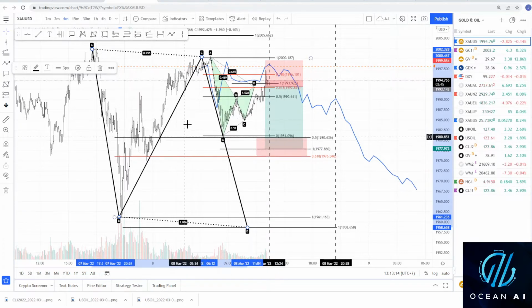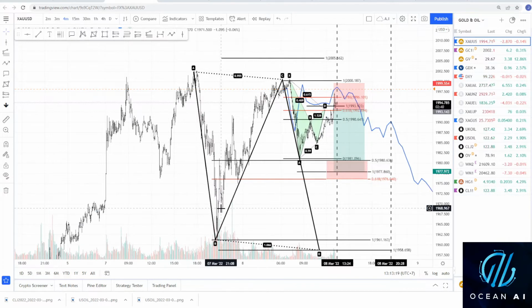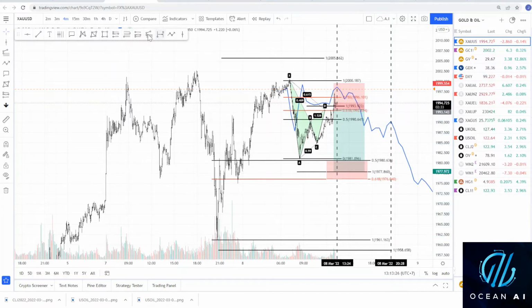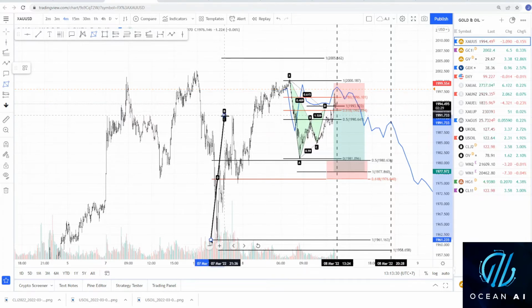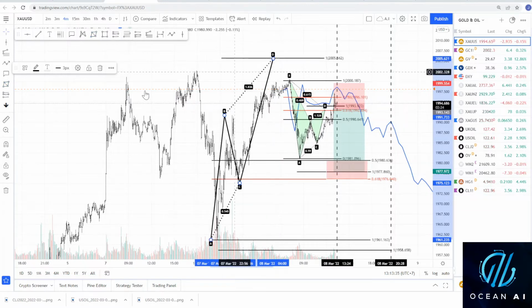The other option is we've got the, what have we got? This ABC. I'll get rid of this one. This ABCD here, which runs up to 2005, and that would give us just a small 3-drive pattern here. So that's one option as well. It could go to this level and then fade away.